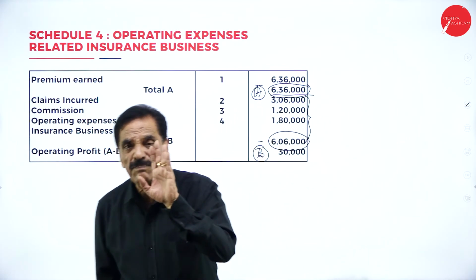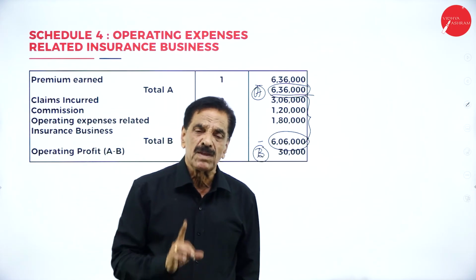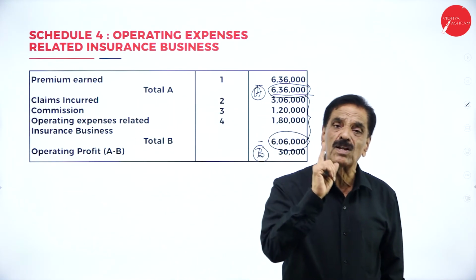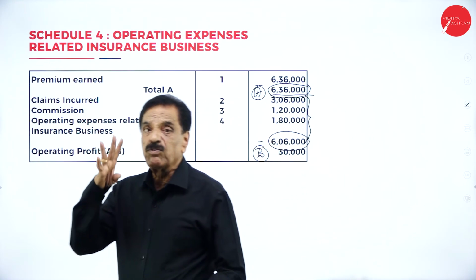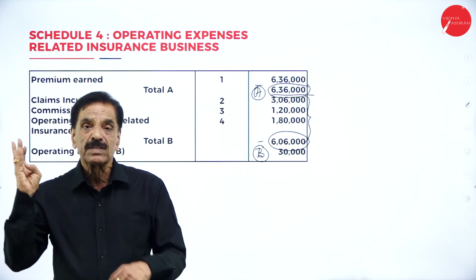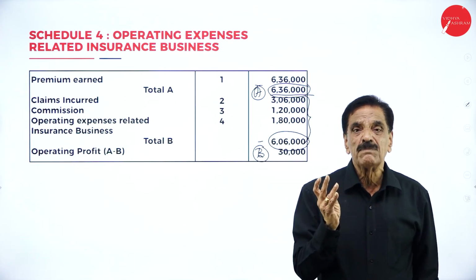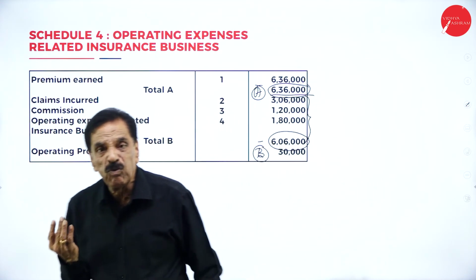You have to prepare the revenue account. How is the revenue account prepared? Schedule number 1, premium. Schedule number 2, claims. Schedule number 3, commission. Schedule number 4, operating expenses. I will repeat. The 4 schedules are: premium, schedule number 1; claims, schedule number 2; commission, schedule number 3; operating expenses, schedule number 4.